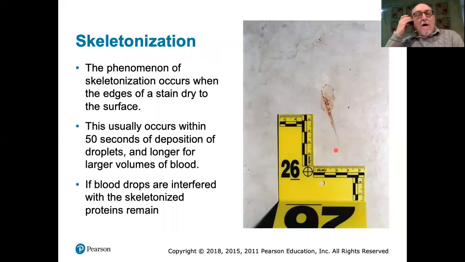Now, blood droplets on a surface can also be disturbed after they have been deposited. If they're immediately disturbed, then we get a swipe pattern. But if they're disturbed after they have been there for a short while, we get characteristic patterning called skeletonization. You just picture, this would be a blood droplet that impacted here, and the edges of it dry.